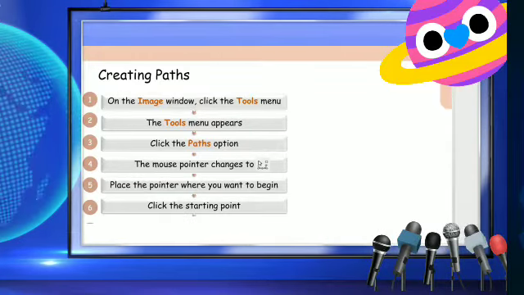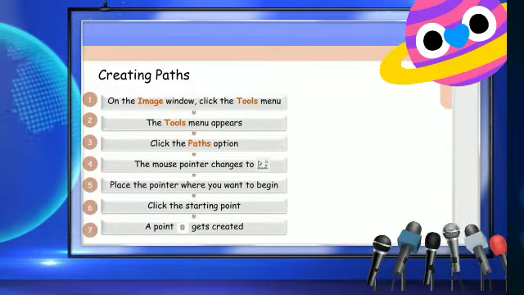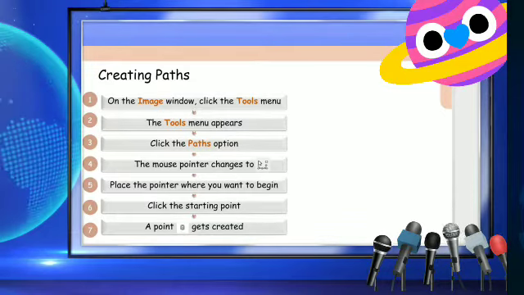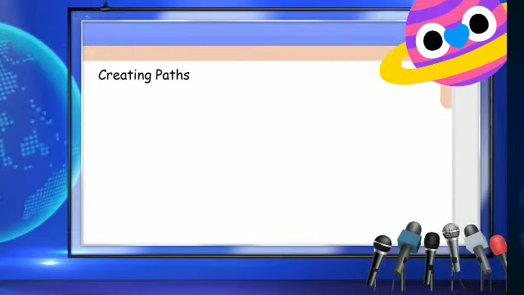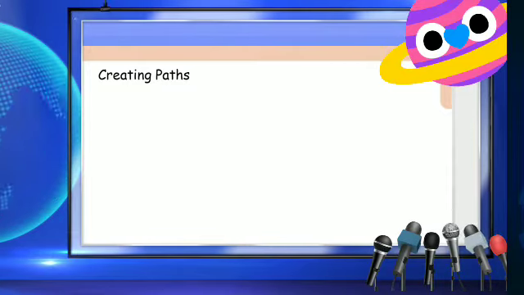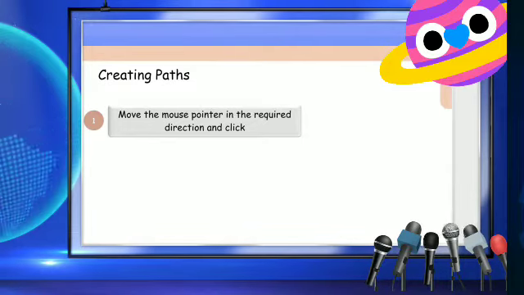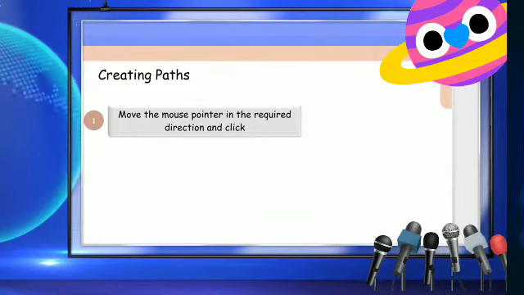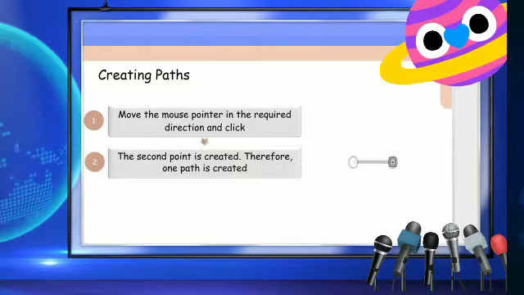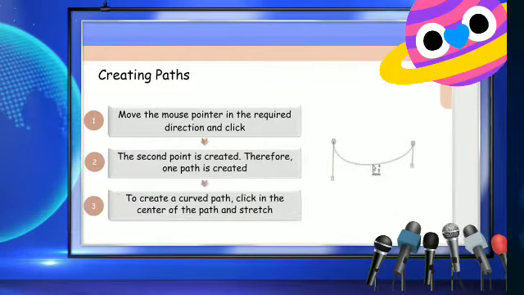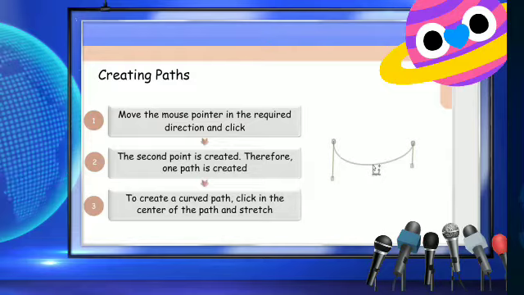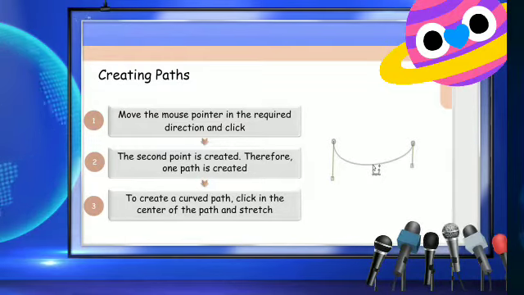It means whenever you want to start your pencil, first you will set your starting point. Same here, a point gets started. So these are your steps. Move the mouse pointer in the required direction and click. The second point is created, therefore one path is created. To create a curved path, click in the center of the path and stretch.